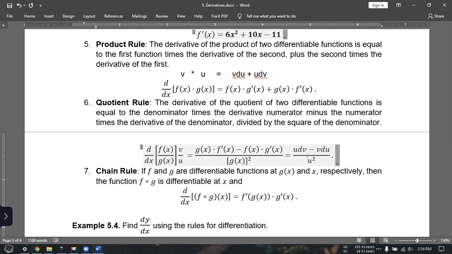And then lastly, the chain rule. If f and g are differentiable functions of g of x and x respectively, then the function f circle g is differentiable at x, and the derivative of the composition of f with g is defined as f prime of g of x times g prime of x. Let's have examples for each.